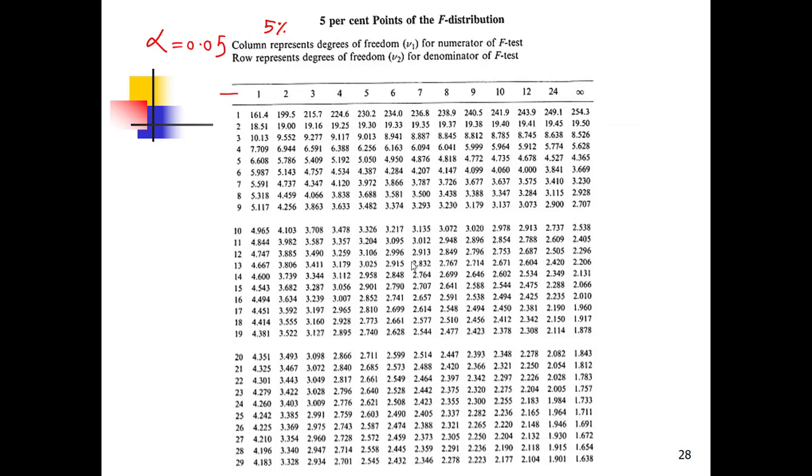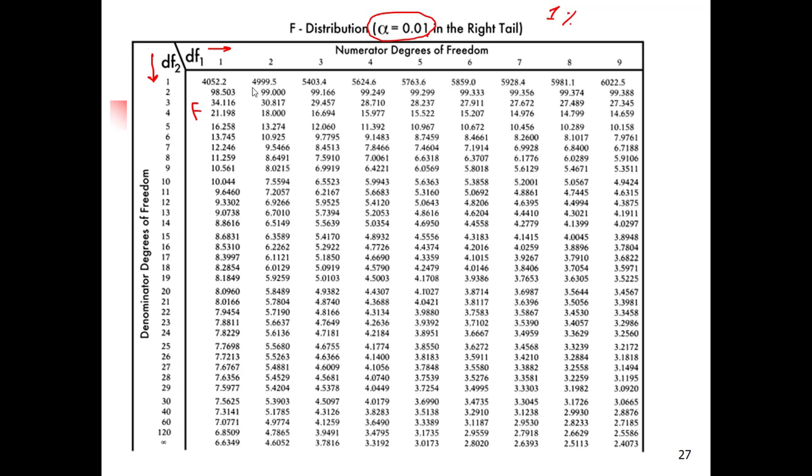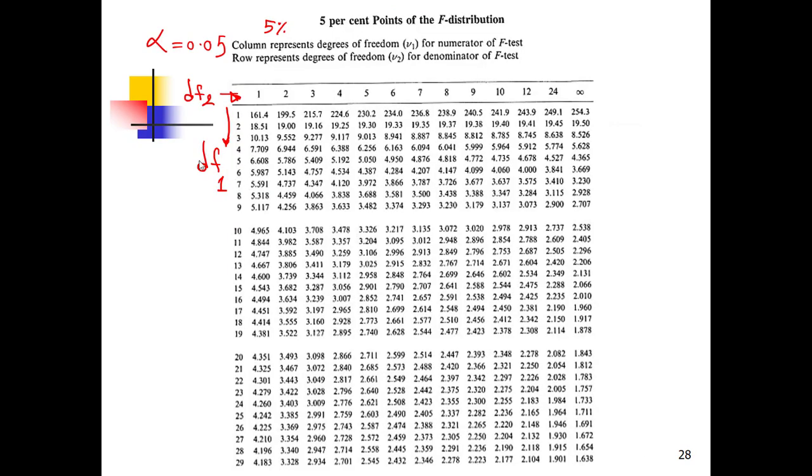We have different types of tables. I downloaded them from different sources, so always pay attention to the explanation in the table. In this table, the column represents the degree of freedom of the numerator, the first degree of freedom, and the row is the second degree of freedom. While here this was the first and this was the second, now it is vice versa. The column is the first, the row is the second, and it's for alpha 5%.